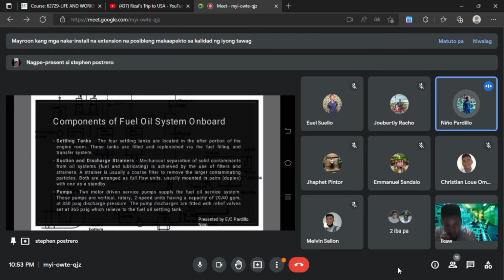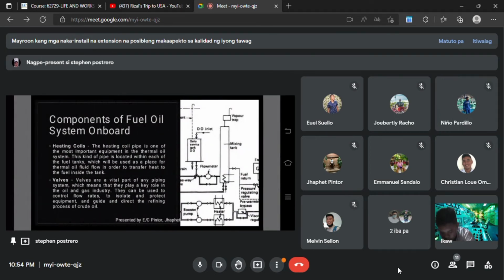The third is the pumps. The two motor-driven service pumps supply the fuel oil service system. These pumps are vertical, rotary, two-speed units having a capacity of 20/40 GPM. At 350 psig discharge pressure, the pump discharges are fitted with relief valves set at 365 pounds per square inch, which relieve to the fuel oil settling tanks.